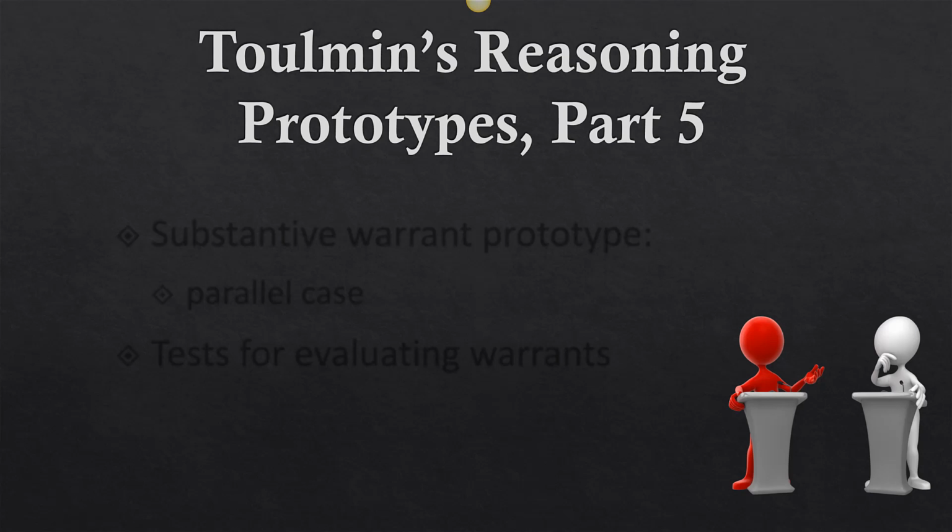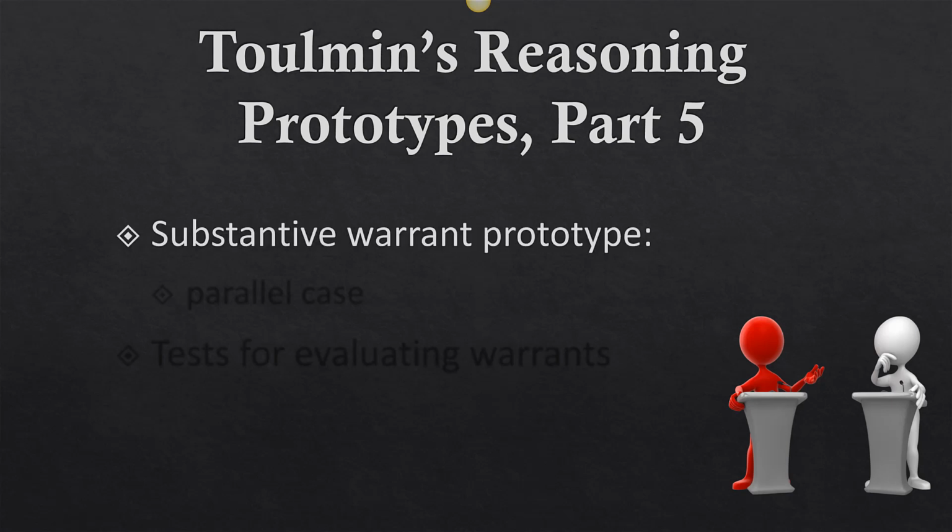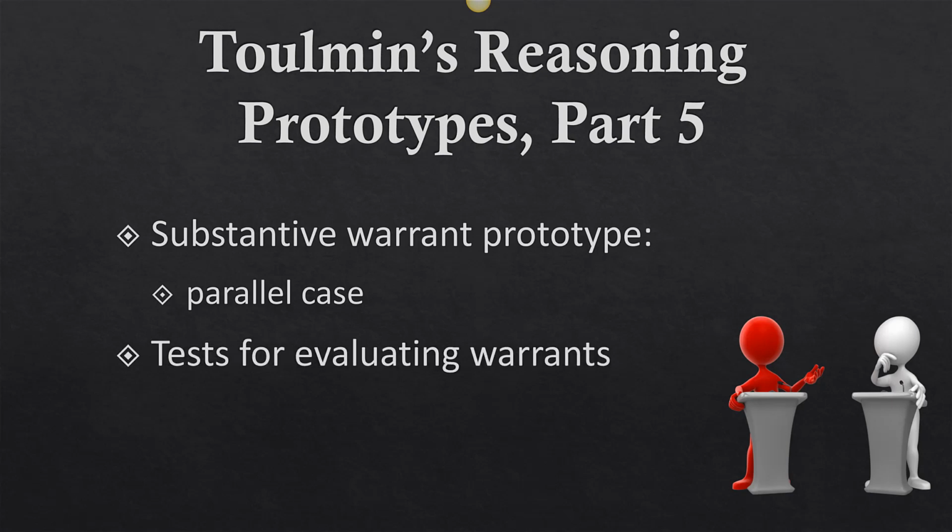This follows a pattern that is used over and over and over again in public discourse. In this video, we're going to take a look at the fifth type of substantive warrant, specifically argument by parallel case. And as we do that, we're going to remind ourselves about the tests that we use for evaluating warrants to see whether or not a move of reasoning is logically sound. And we'll see what form those tests take when we're talking about arguments from parallel case.